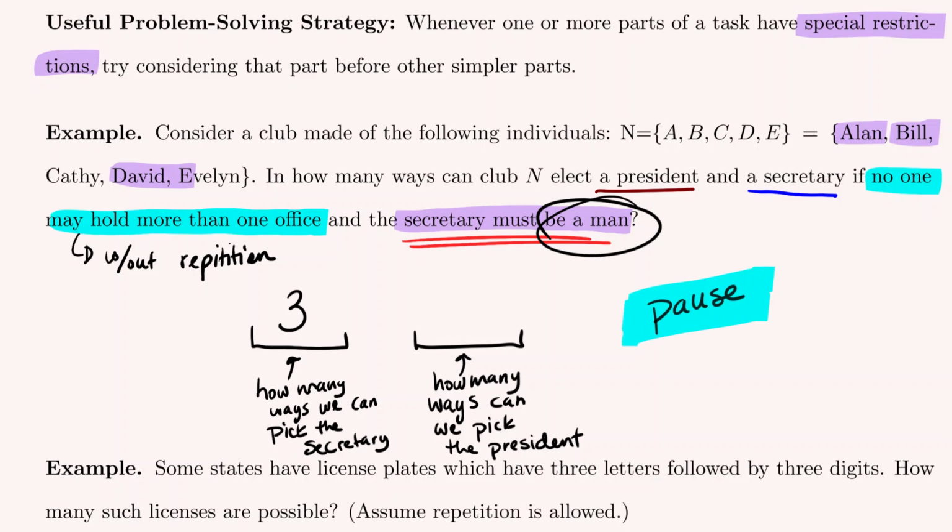Again, your question is, you've already picked the secretary. It is one of the 3 men who are originally in the club. You know that one person cannot hold more than one office, so how many individuals remain to be picked for the position of president?